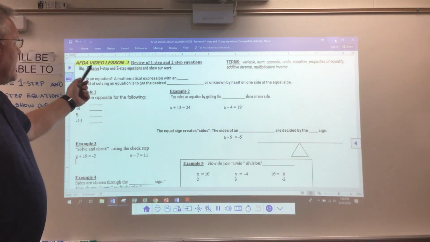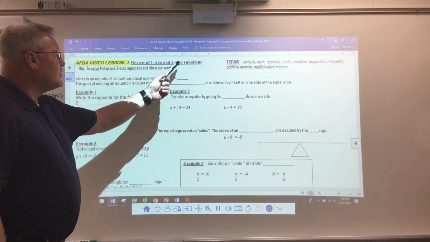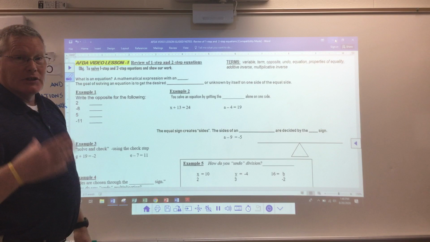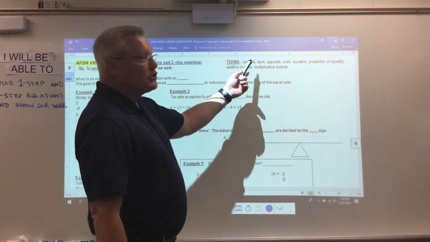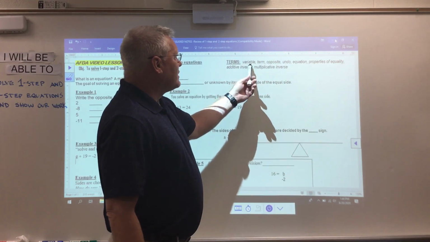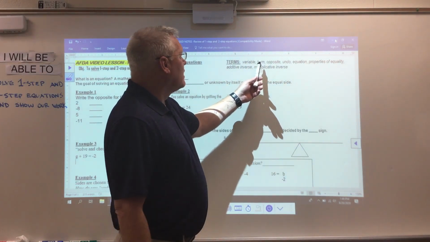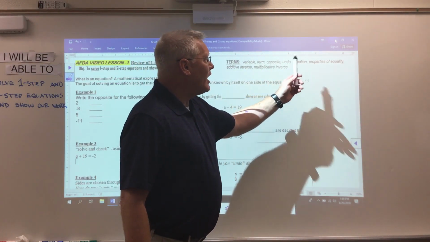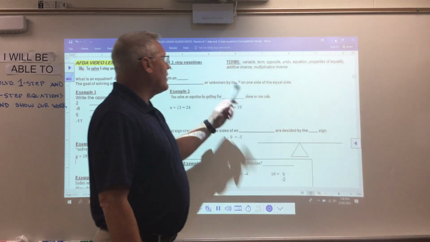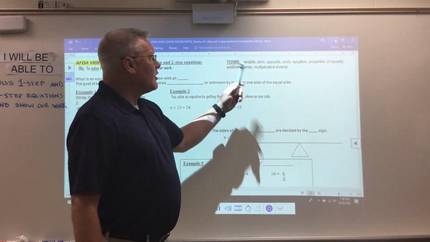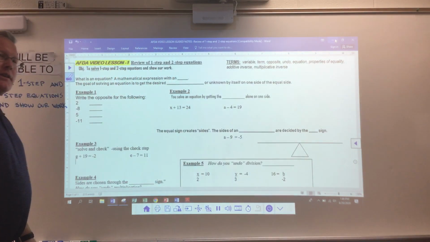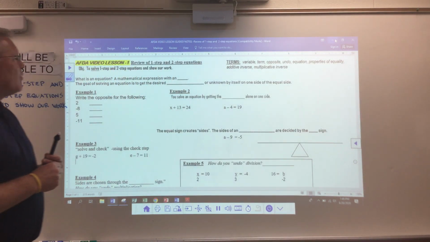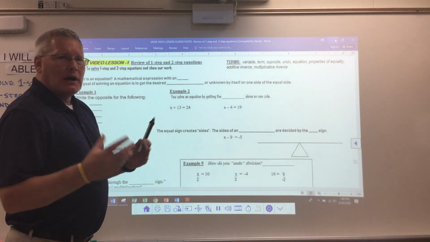But our lesson for today, as you can see, is review of 1- and 2-step equations. We want to be able to solve 1- and 2-step equations and show our work. We have some terms that we're going to be mentioning today. One is variable, the word term, opposite, undo, equation, properties of equality, something called the additive inverse, and something called the multiplicative inverse. And this is something that you've done before, maybe starting in about the 8th grade.